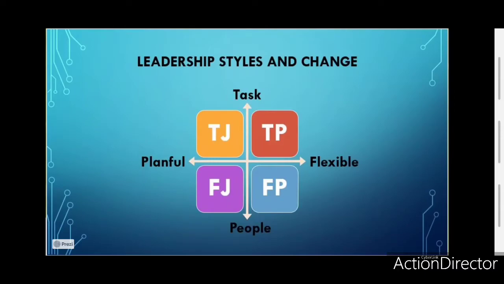And these are broken down into task versus people, flexible versus planful, and you can locate yourself. Let's say you're a TJ. Well, you would be in the task and plan part of the quadrant. This is your leadership style. This is how you approach decision making and organizing your time, or the time of others, by the way.